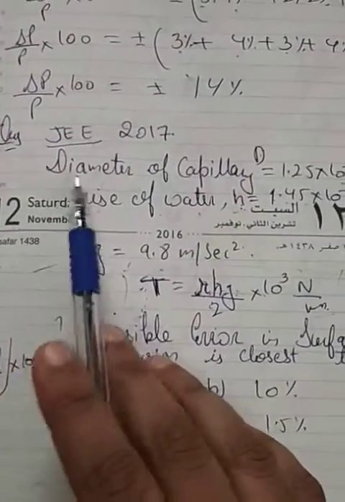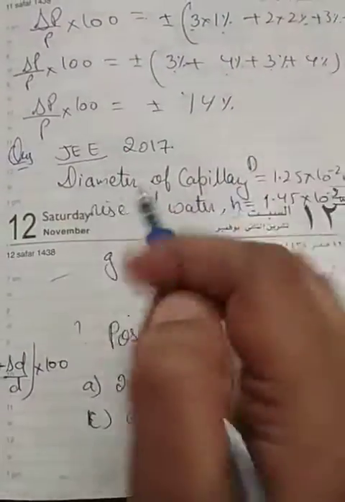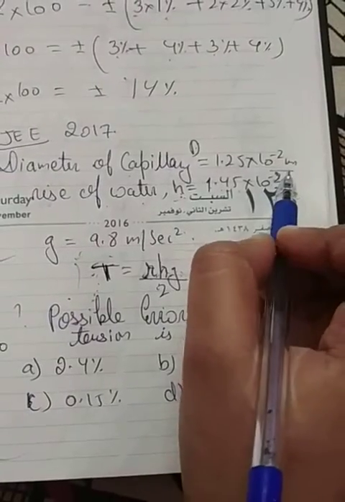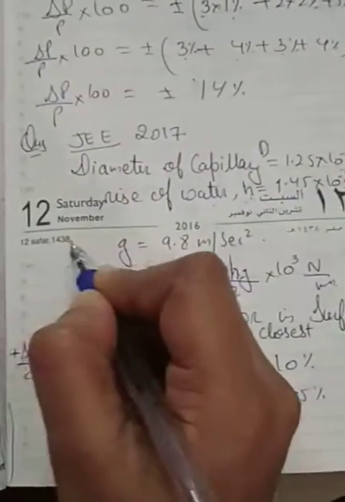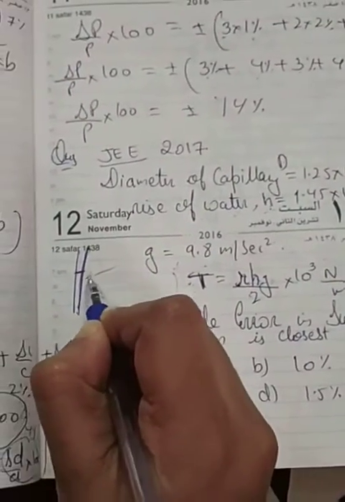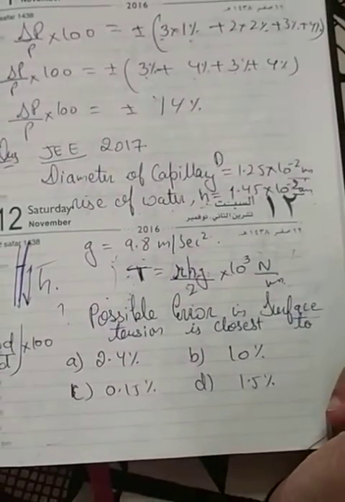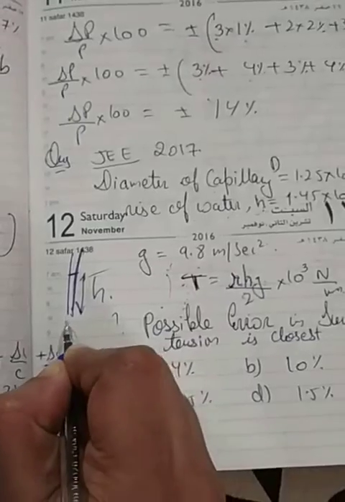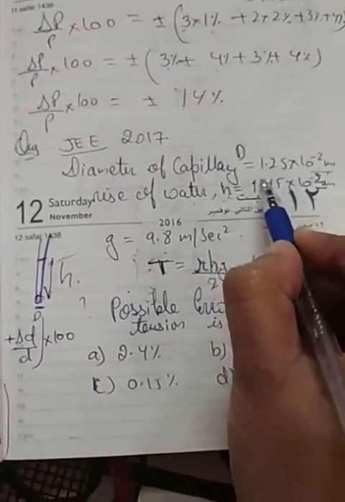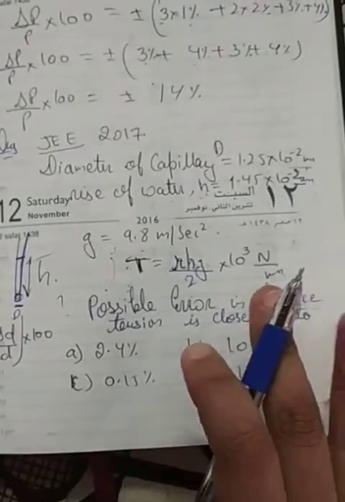So this is a JEE 2017 question, and they have given us the diameter of the capillary, d, equals 1.25 × 10^-2 meters. Let's say this is our capillary. The rise in water level, let's say its height is h, is given as 1.5 × 10^-2, and this is the diameter d, which is 1.25 × 10^-2 meters, correct? They have given us such information.